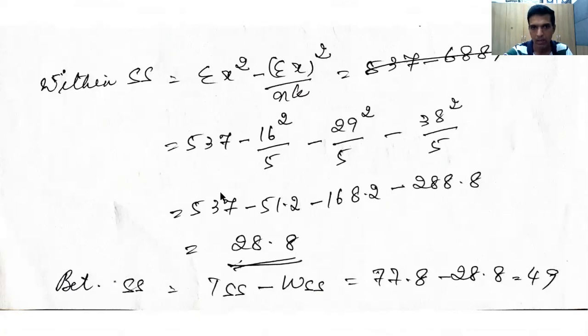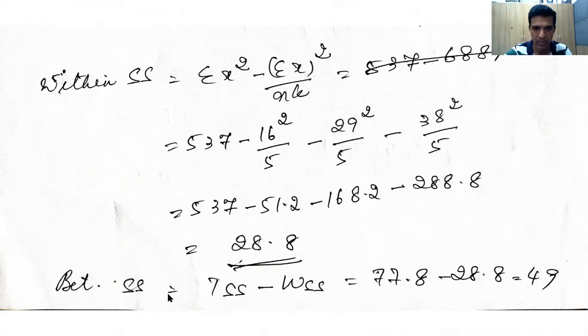So the value you get is 537 minus 51.2, that is this value, minus 168.2, that is this value, minus 288.8, that is this value. So what you get is 28.8. Now we got total sum of squares. Within sum of squares, you need to get between sum of squares.